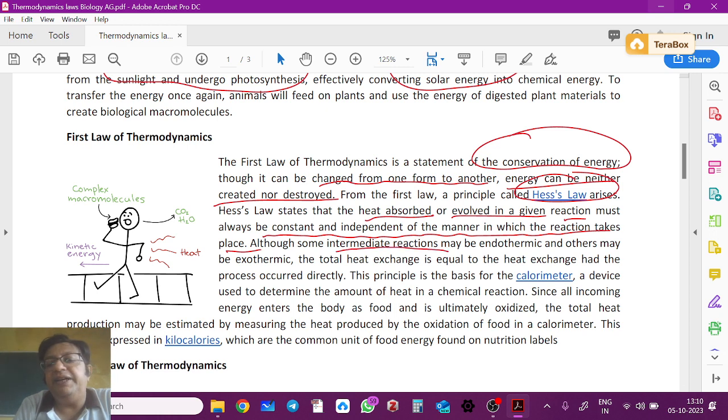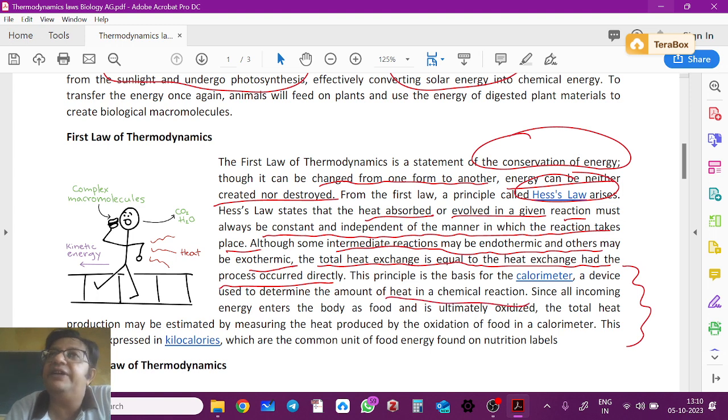Although some intermediate reactions may be endothermic and others may be exothermic, the total heat exchange is equal to the heat exchange which would have happened with the process directly. This is the principle for the calorimeter, which is used to determine the amount of heat in a chemical reaction.